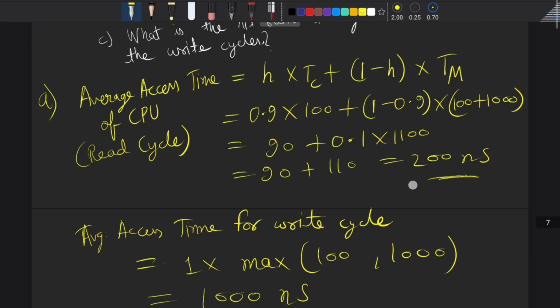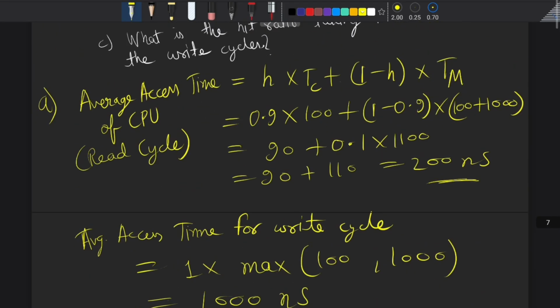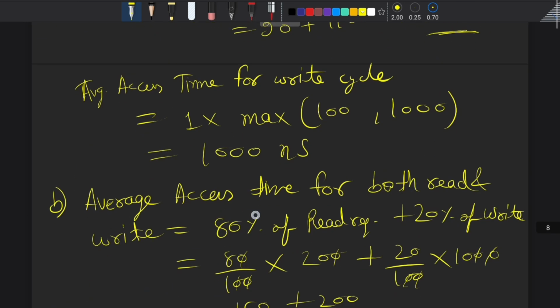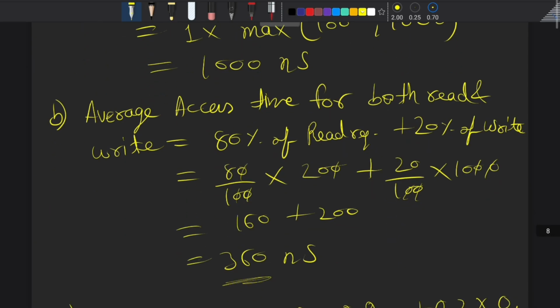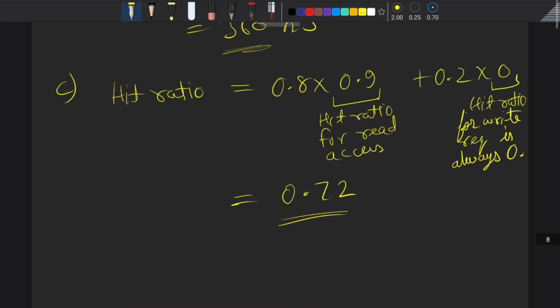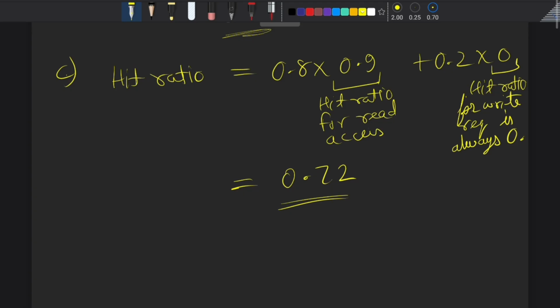So now we have all the answers, that is average access time of CPU, which was 200 nanosecond, average access time for CPU when both read and write requests are considered, it was 360 nanosecond, and the hit ratio when both read and write requests are considered, it was 0.72.